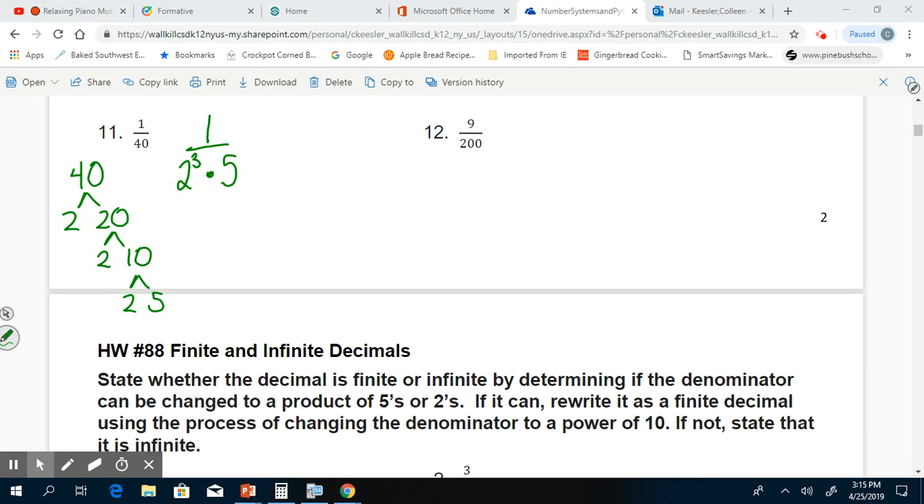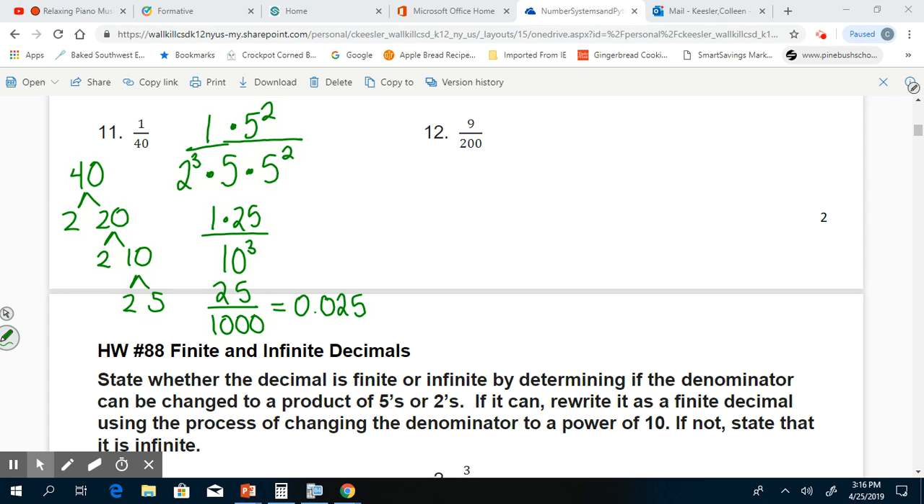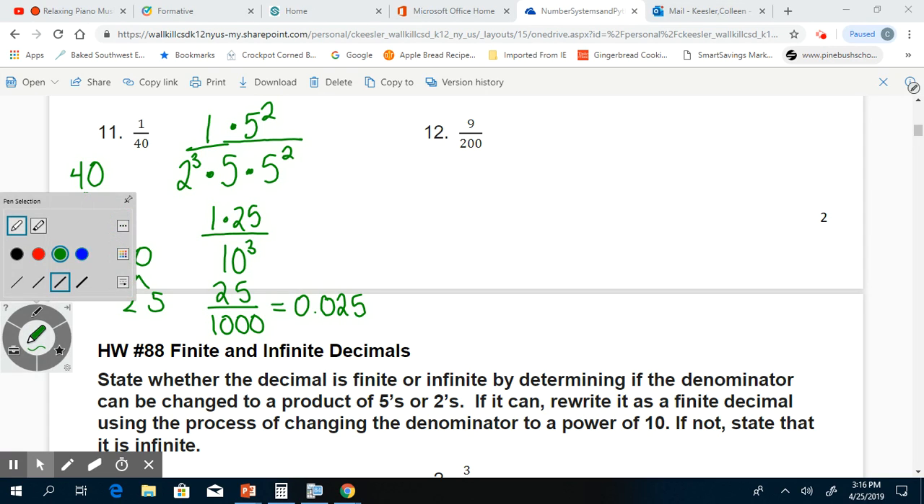So this is more challenging now because I have 2's and 5's. I need to balance those 2's and 5's. In order to have this 5 be the same exponent, I need 2 more, so 5 squared, which means I'm also going to multiply the numerator by 5 squared. So that gives me 1 times 25 over 10 to the 3rd, which is 25 over 1,000. There's 3 places after the decimal because of the 1,000, but I only have 2 digits, so my final answer is 0.025, or 25 thousandths.